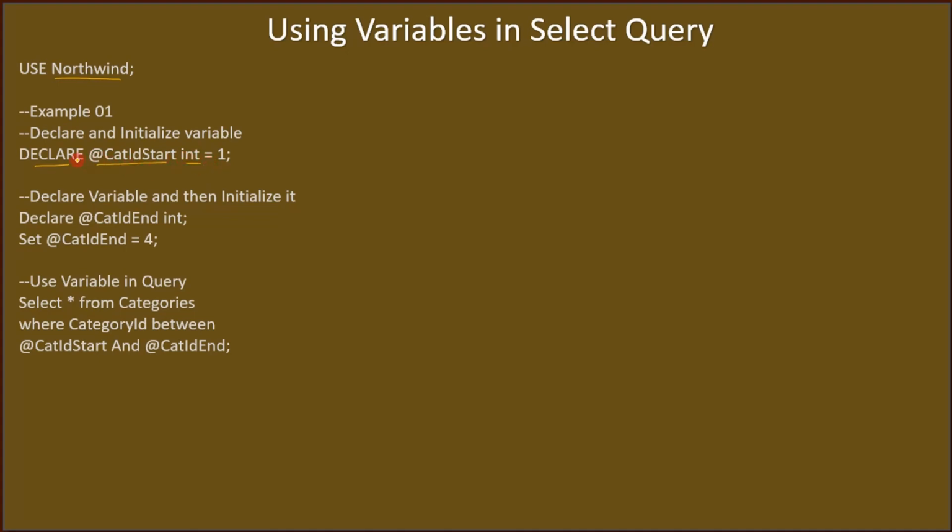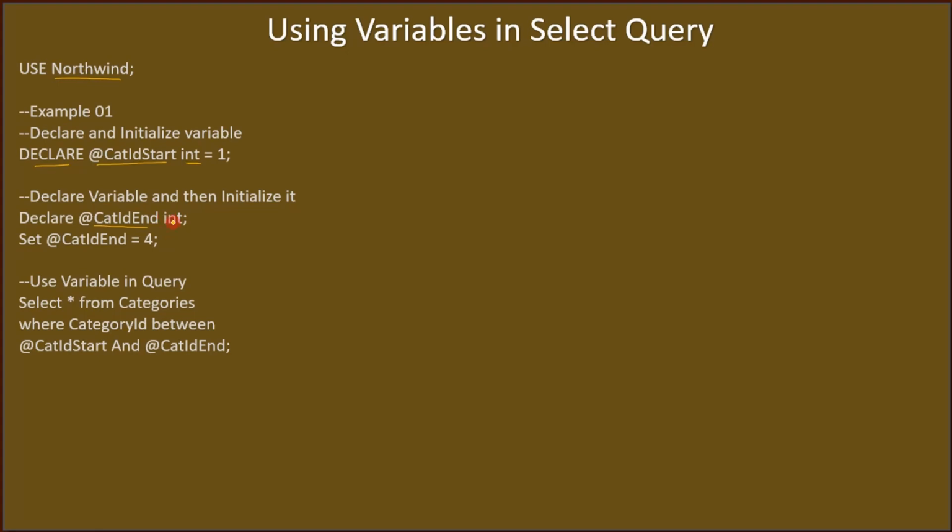So this is one way. Here, we are declaring as well as initializing the variable. So @catIdStart now will hold the value of 1. Here, we are just declaring an integer type @catIdEnd. So here we initialized it, and in this second code snippet we are just declaring @catIdEnd. So that's the variable and the type is integer.